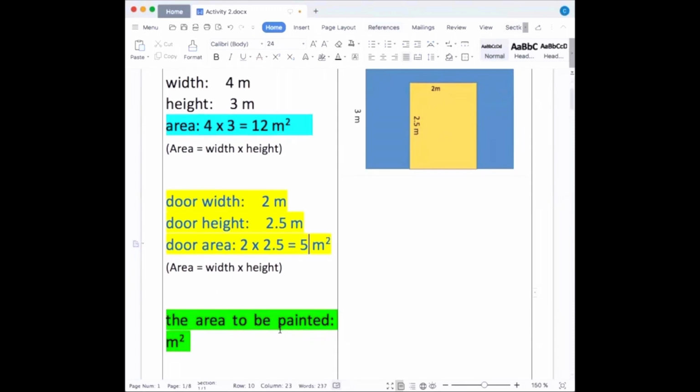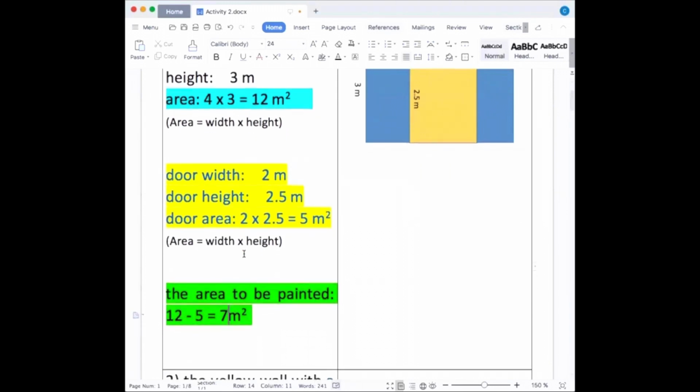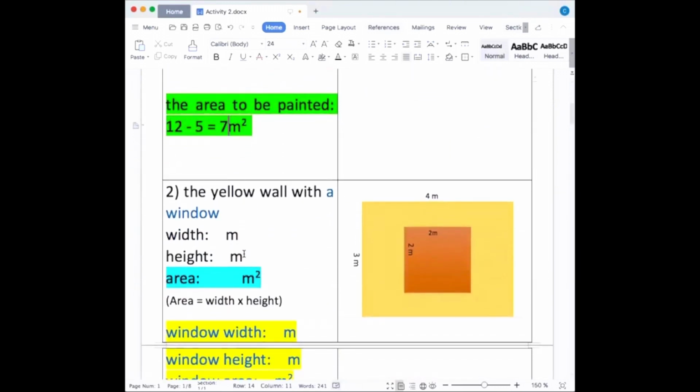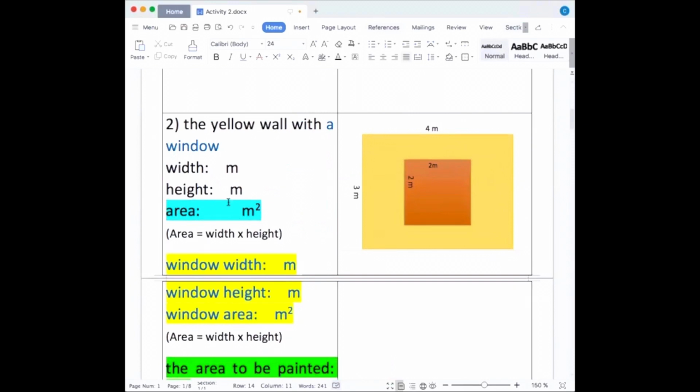Okay, so now we know the total area of the blue wall, and we know the area of the door. So we need to deduct the door from the total area, right? So we can use 12, deduct 5, we can get 7 square meters. So that is the area that we need to paint for the blue wall. Then let's move to the yellow wall.